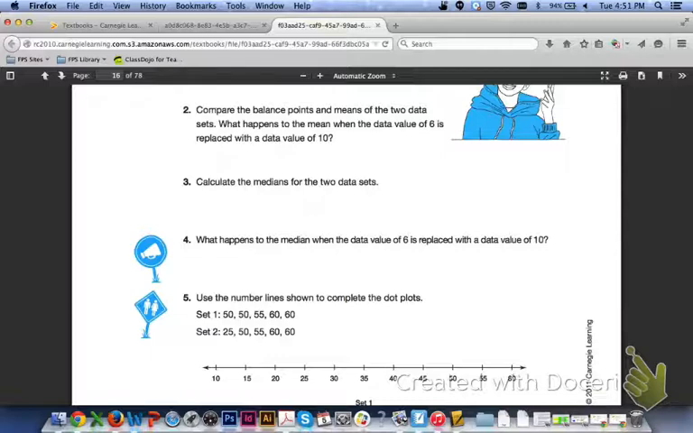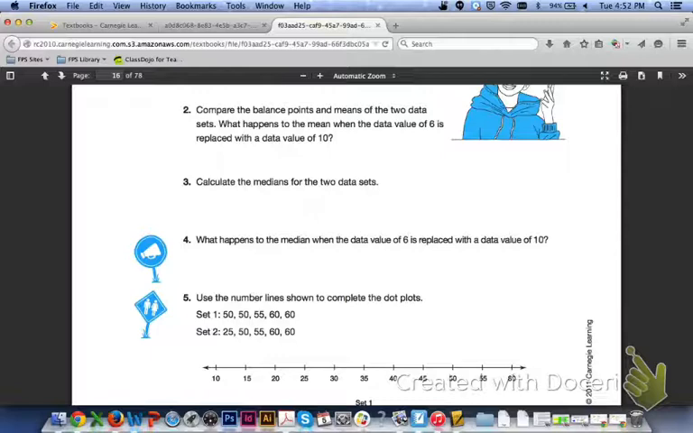So obviously the mean increases when that data value of 6 was replaced by 10. It went from 4 to 5, which makes sense because 10 is much bigger than 6.